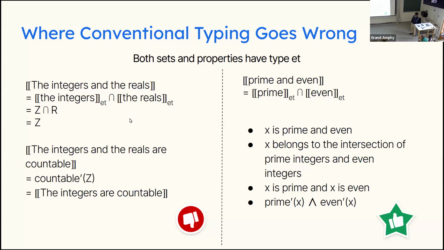And the thing to note is that it works very well when we have properties like prime and even. Saying x is prime and even is the same as saying x is prime and x is even, or it's the same as saying that x belongs to the intersection of prime integers and even integers. But with sets, this does not go through. So giving both of them the same type results in some problems.